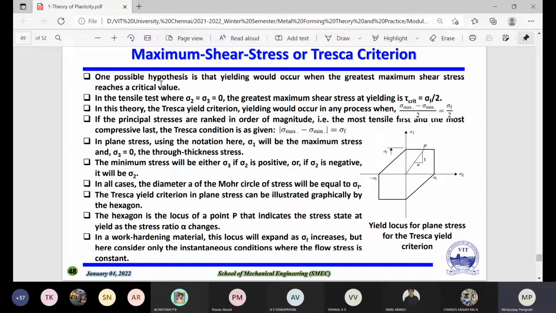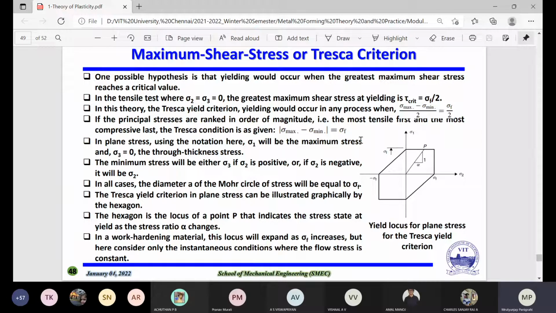Here also, in the tensile stress where sigma 2 equal to sigma 3 equal to 0, we are considering the greatest maximum shear stress. If you compare among all of them, you have to assume that sigma 2 equal to sigma 3 equal to 0, and this value is the tau critical value equal to the flow stress sigma f divided by 2. Whatever we considered before, sigma 1 minus sigma 2 by 2 equal to sigma f by 2. This equation is known as the Tresca criteria equation.